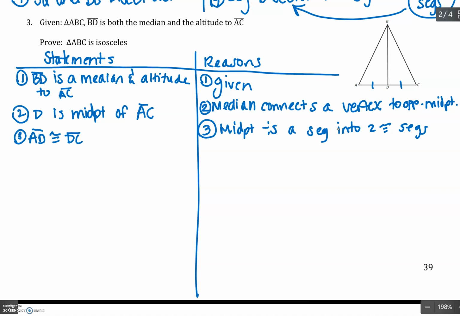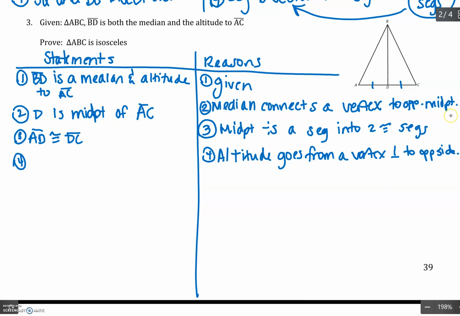Next, we're going to talk about the fact that we have an altitude. So I'm going to write the altitude definition. And since an altitude goes from the vertex perpendicular to the opposite side, BD, the altitude, has to be perpendicular to AC. Now, knowing that perpendicular lines form congruent right angles, I'm going to have two angles that are congruent right angles there. Perpendicular lines form congruent right angles.